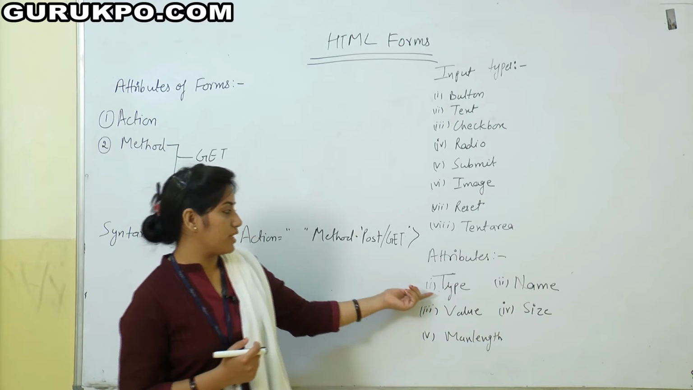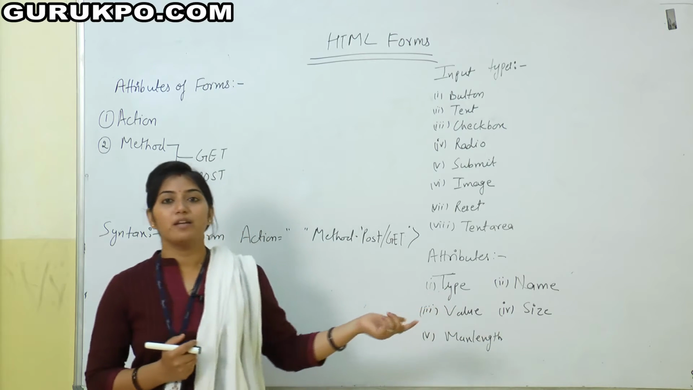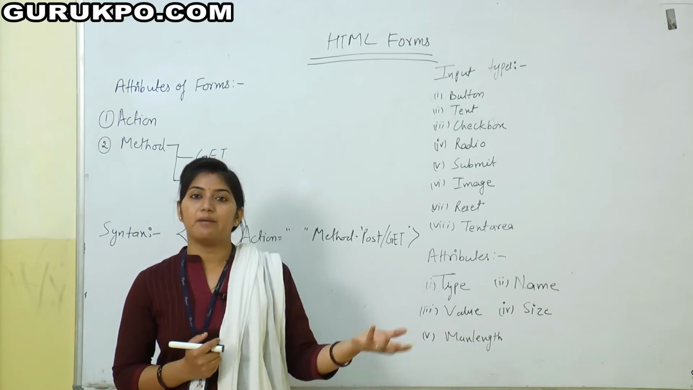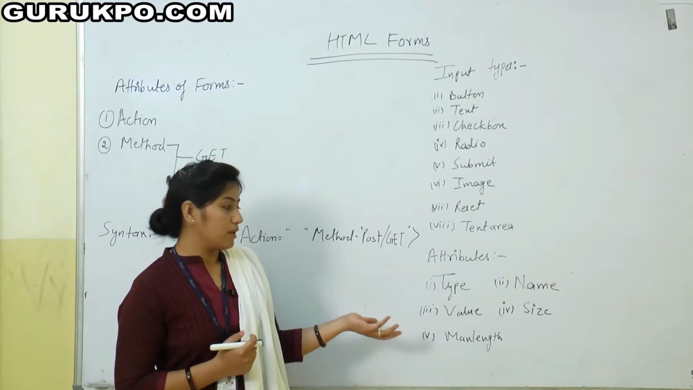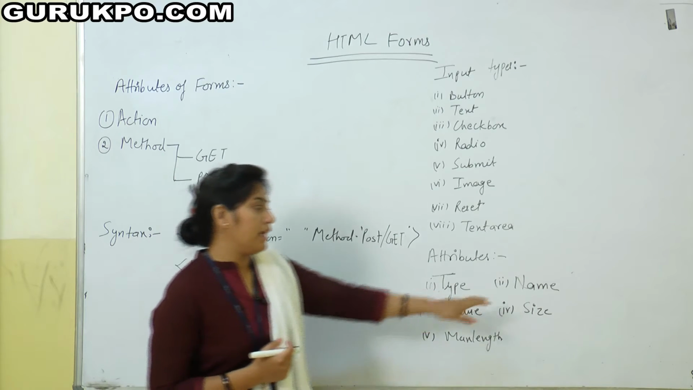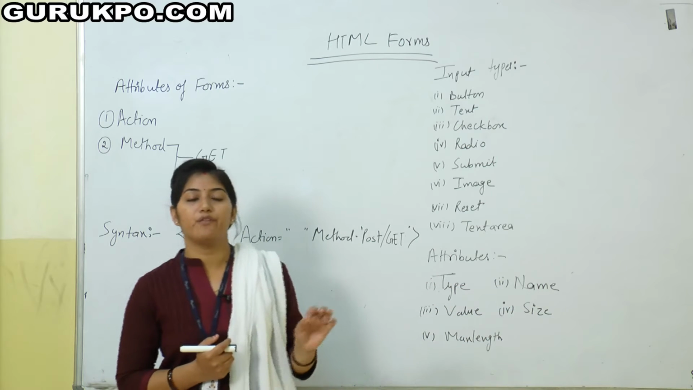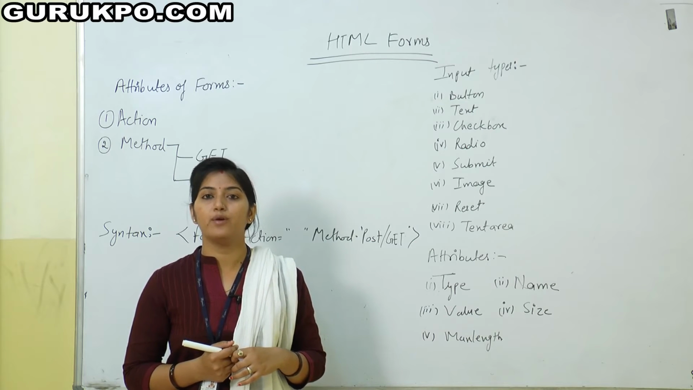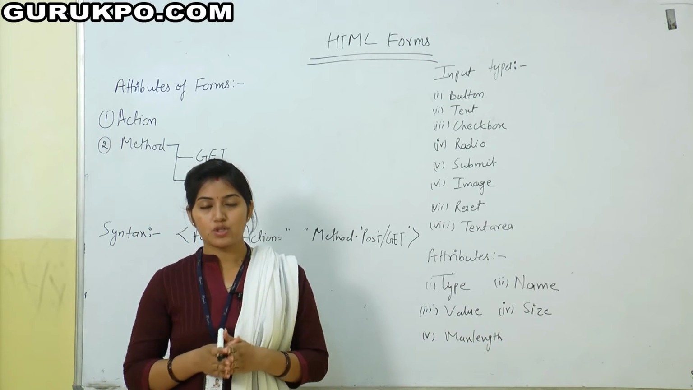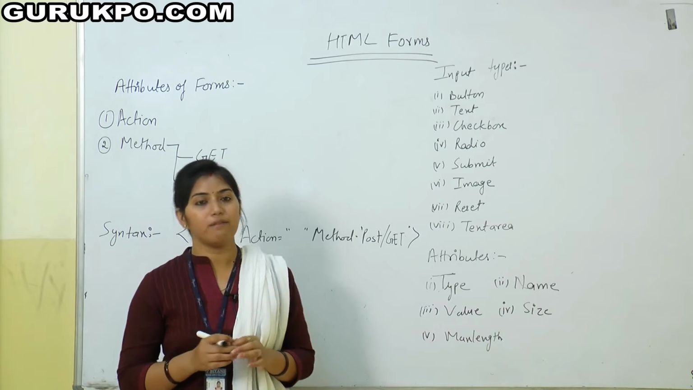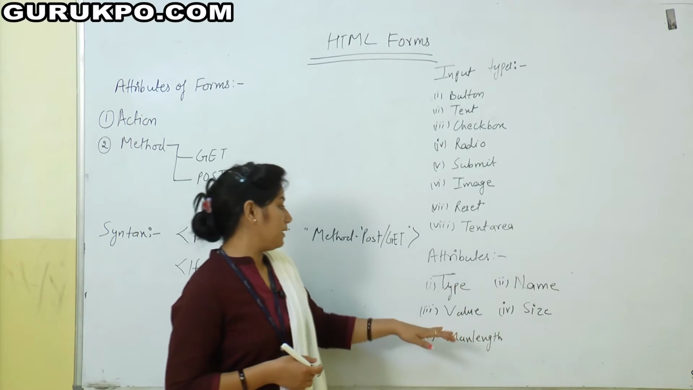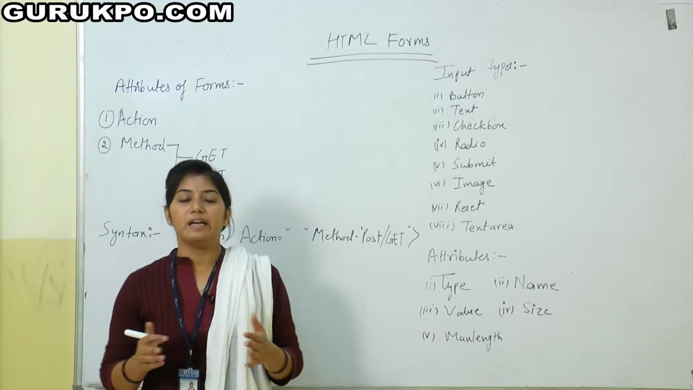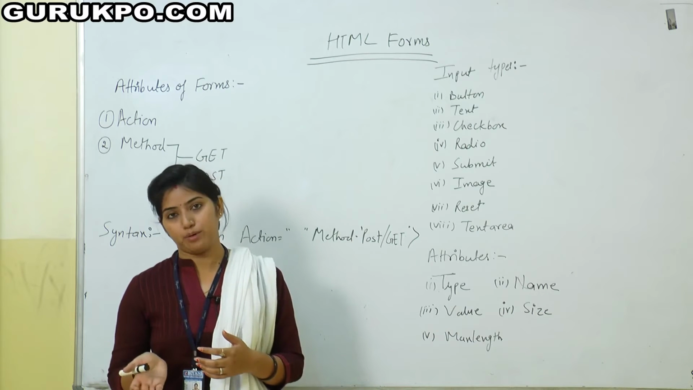For example, first one is type, in which we define which type of input control we are going to create. It can be text, it can be text area, it can be a button. We define it in type. Name: every single control has a different name to recognize it, because if you want to store any value in a database, then it should have a single entity value that can be defined by name.